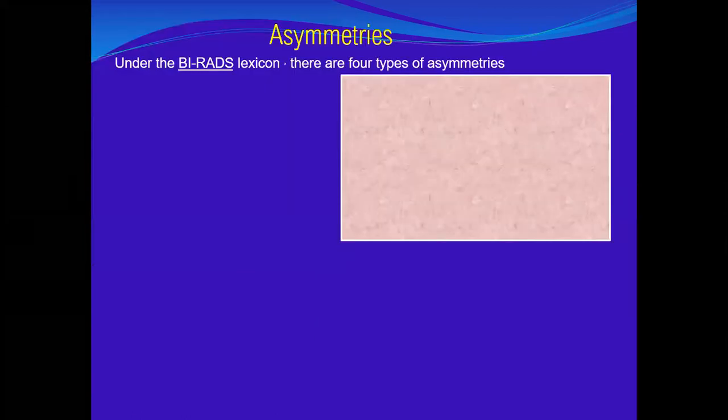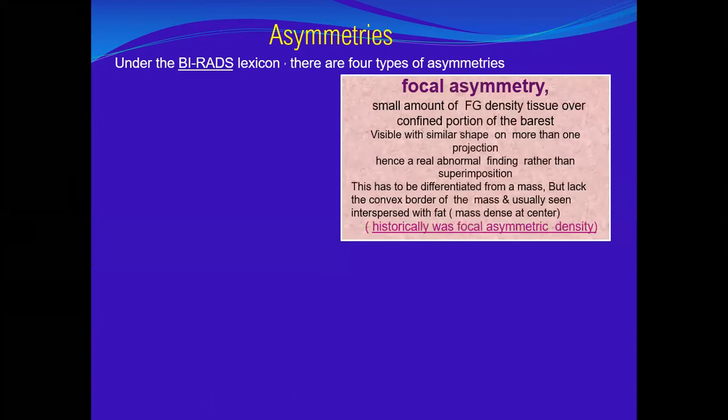According to BI-RADS lexicon, there are 4 types of asymmetries. Focal asymmetry: a small amount of fibroglandular tissue density over a confined portion of the breast, less than a quadrant, visible in more or less similar shape on more than one projection, hence a real abnormal finding rather than superimposition, but rarely it can represent superimposition. This has to be differentiated from a mass.